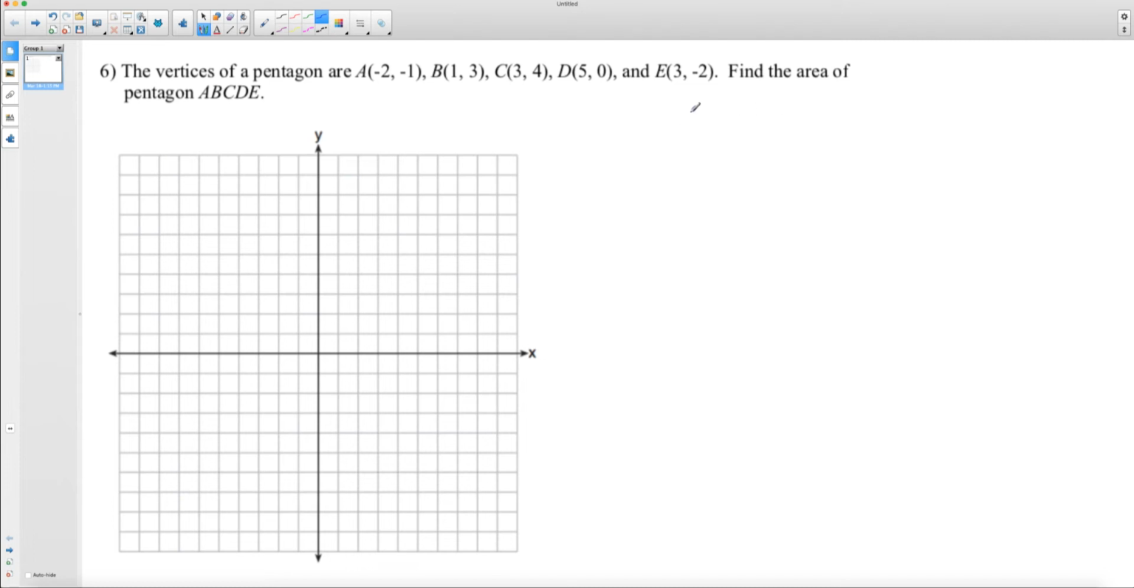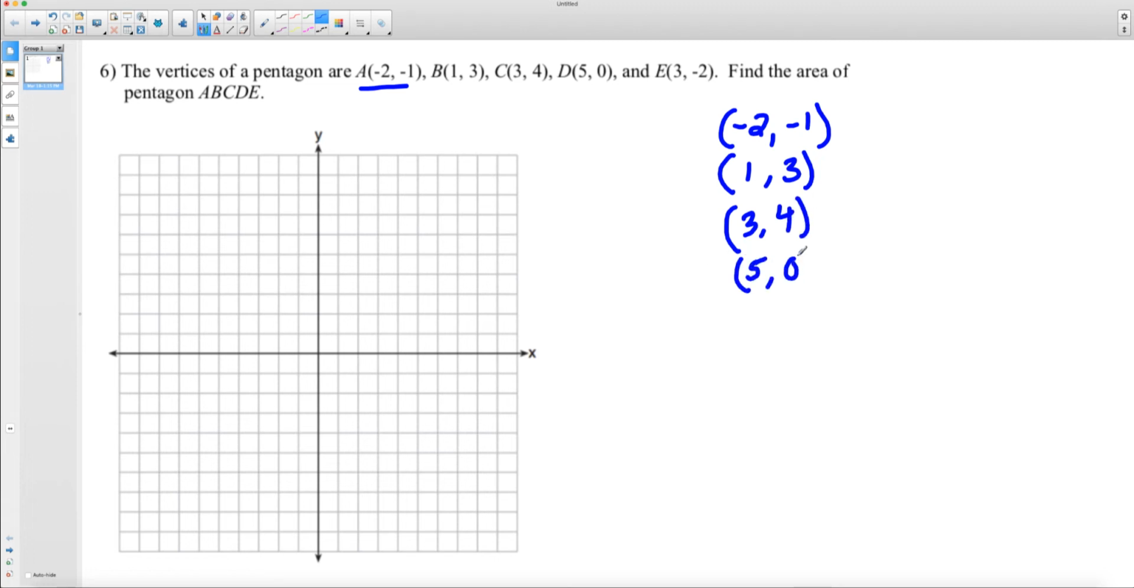So the shoelace method is where you start with one point. I'll start with A, and we type it out: -2, -1, then just go down to the next points: 1, 3, 3, 4, 5, 0, 3, -2, and then we have to remember to repeat that first point, -2, -1. Okay, then we're just going to multiply these numbers and multiply these numbers, and then add those columns.